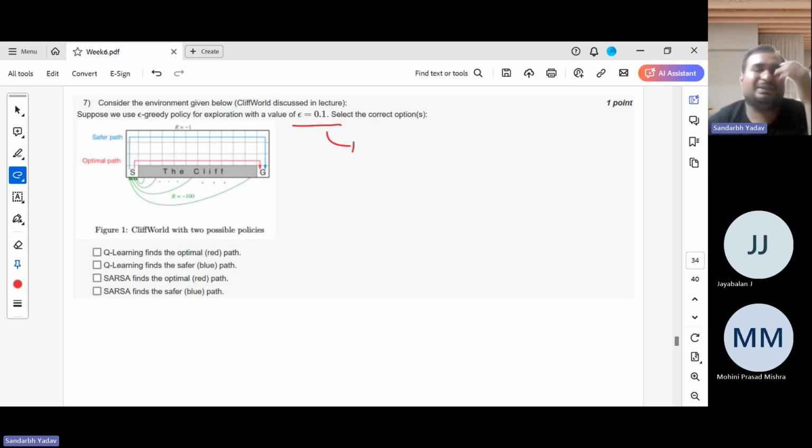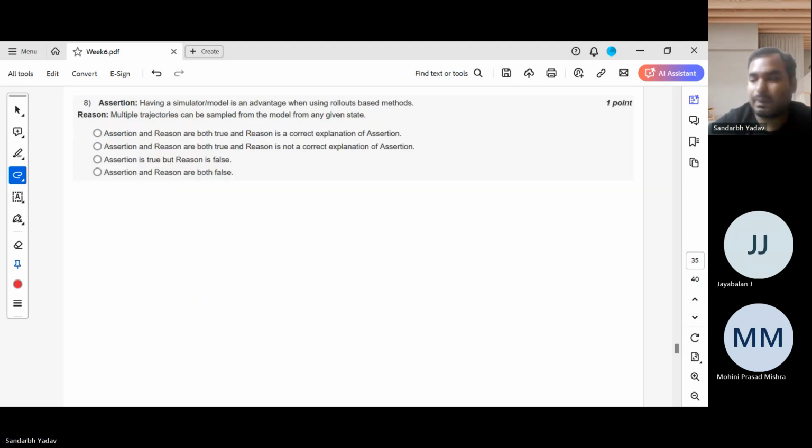This is simple and lecture based, and we have already seen the code. Q learning finds the optimal red path, and SARSA finds the safer blue path. So you can get the answer. I have already marked the answers because you already know them. We have seen it in the code and in the lectures. This is simply a question for those who have watched the lectures or attended one of the sessions.